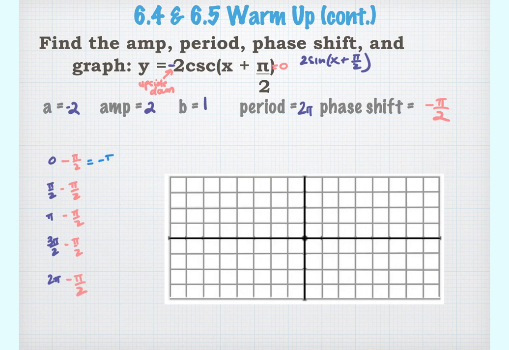So the first one is always your phase shift because 0 plus or minus it is going to keep it. Pi over 2 minus pi over 2 is 0. 2 pi over 2 minus pi over 2 is pi over 2. 3 pi over 2 minus pi over 2 is 2 pi over 2, which would be pi. And then this becomes 4 pi over 2 minus pi over 2, which is 3 pi over 2. So when I plot these, I'd get negative pi over 2, 0, pi over 2, pi, 3 pi over 2.